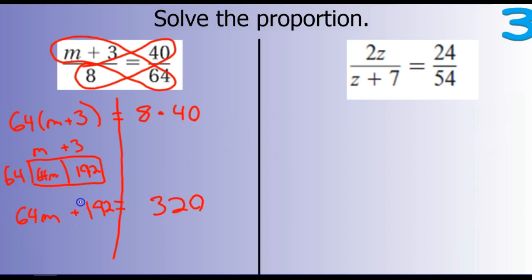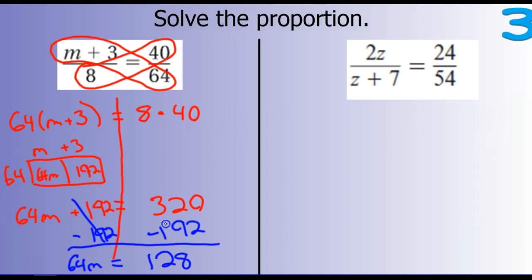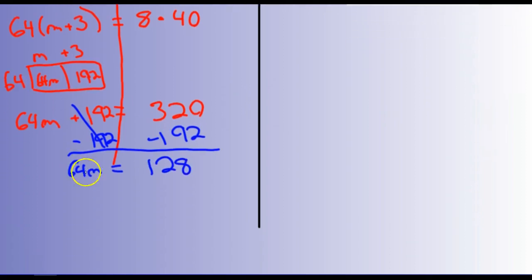Now I see that I have a plus 192, so I'm going to do the opposite and subtract 192. So we get 64m equals 320 minus 192, which gives us 128. Divide by 64. And m equals 2.